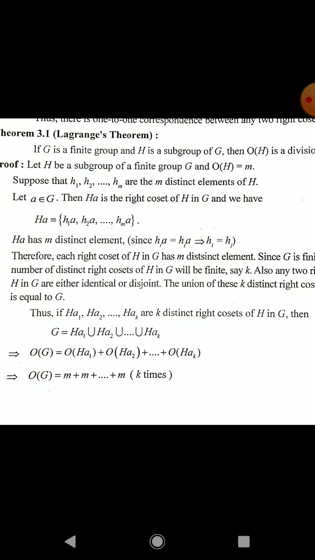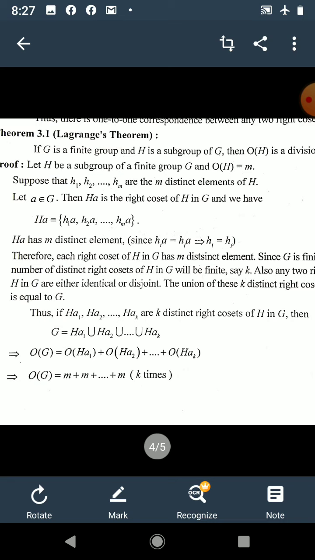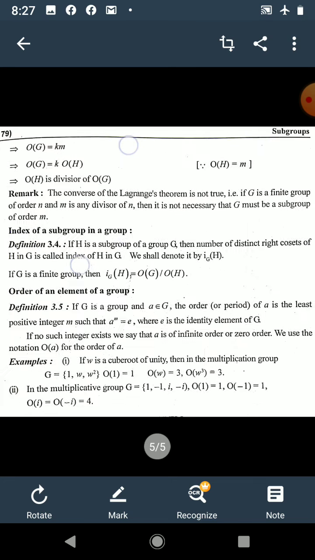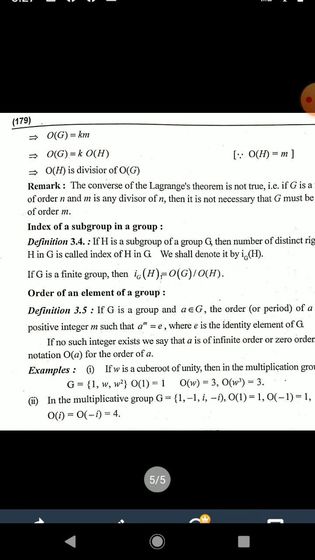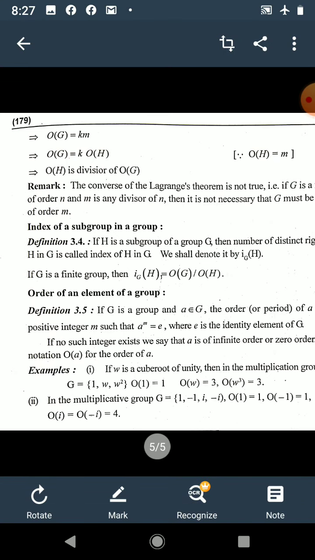How does the last equation become? Order of G is equal to m added k times, which becomes k into m. So order of G is k into m. But what is m? m means the distinct elements of H. H has m elements, therefore order of H is m. In this equation, m is replaced by order of H, and we get order of G is equal to k into order of H.